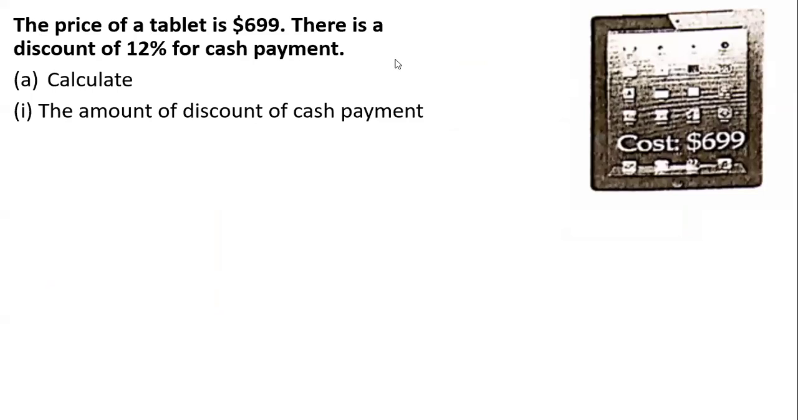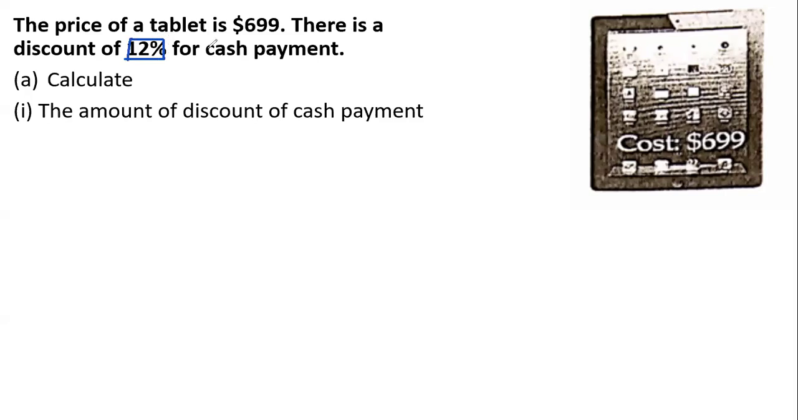The price of a tablet is $699. There is a discount of 12% for cash payment. Calculate the amount of discount for cash payment. Very good. The amount of discount for cash payment. I think we should know how to do this. What is the percentage of the discount? 12%. Very good. 12% is the percentage of the discount.